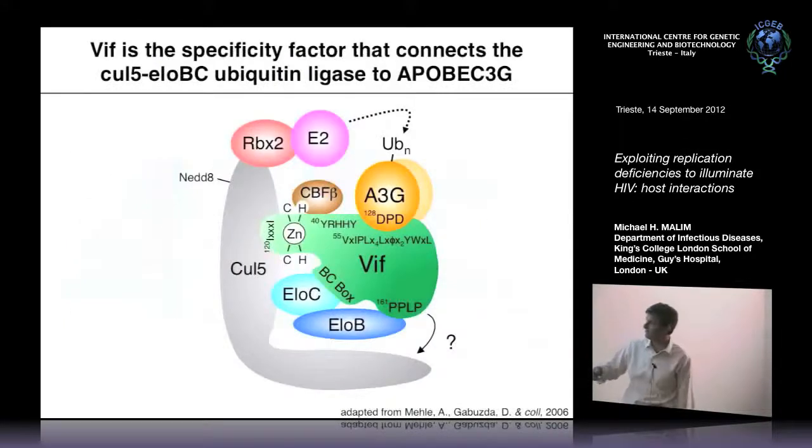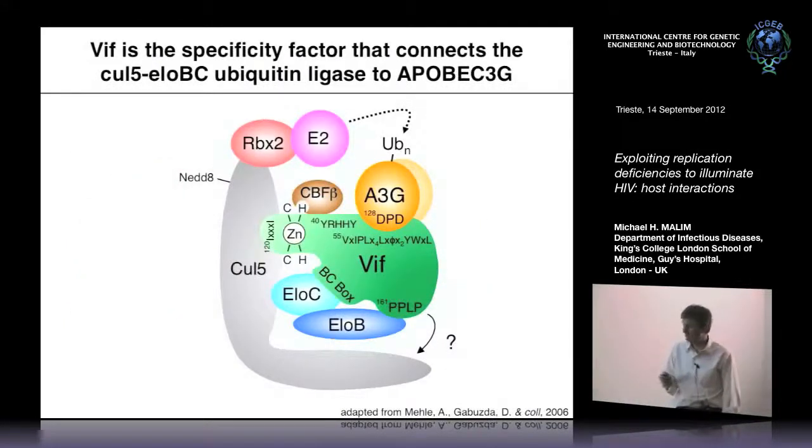What does VIF do? I'm not going to say too much about that, but many groups have studied this. VIF, in fact, overcomes ApoBec3 proteins by rather straightforward mechanisms. The VIF protein recruits a ubiquitin ligase complex, the components of which are shown here. It's RBX2, a ubiquitin conjugating enzyme, the Cullen5 scaffold protein, elongin B and C.